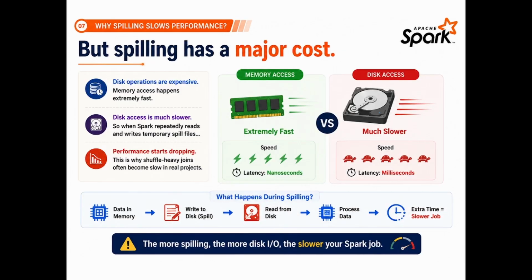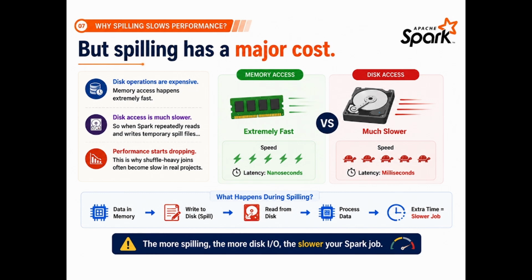So if spilling keeps the application alive, the answer is simple. Disk is orders of magnitude slower than memory. Memory operations happen extremely quickly. Disk operations are much more expensive. So every time Spark writes spill files and later reads them back, additional overhead is introduced. This is one of the biggest reasons shuffle-heavy workloads become slow.